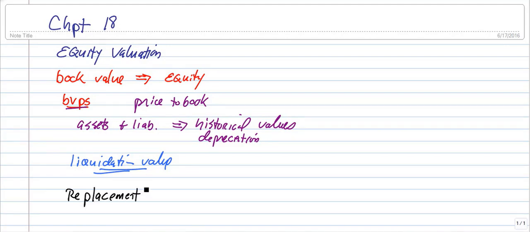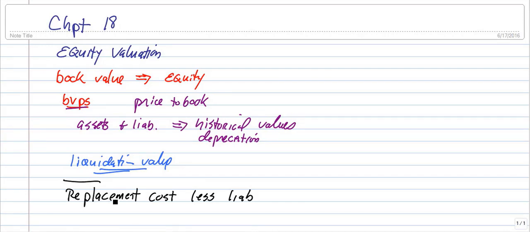Your book says another measure of the firm is replacement cost less liabilities. Now, the replacement cost: what would it cost to replace those assets minus the liabilities? The rationale is that the market value probably cannot stay above this value for very long. Because if it did, a lot of competitors would probably enter the market.